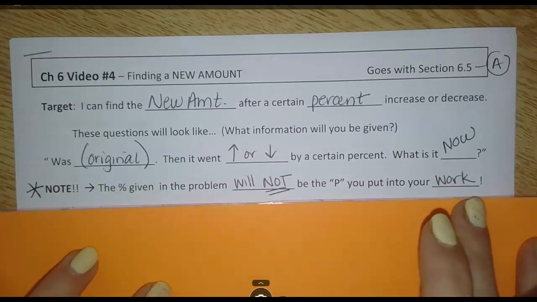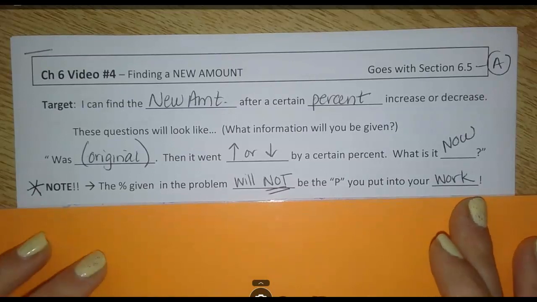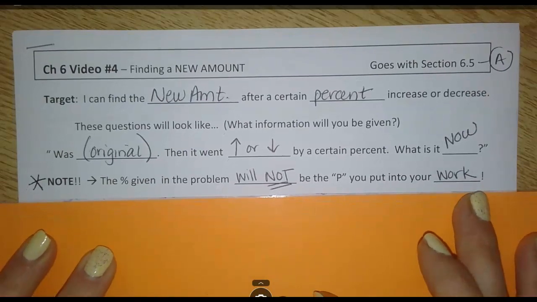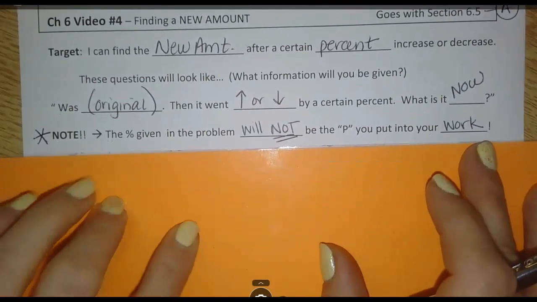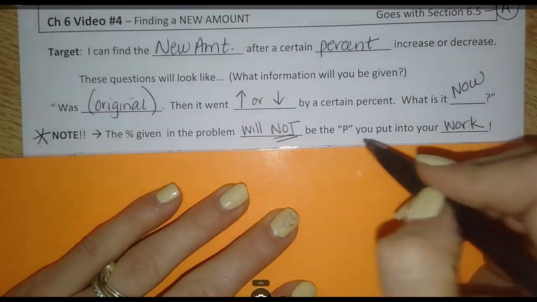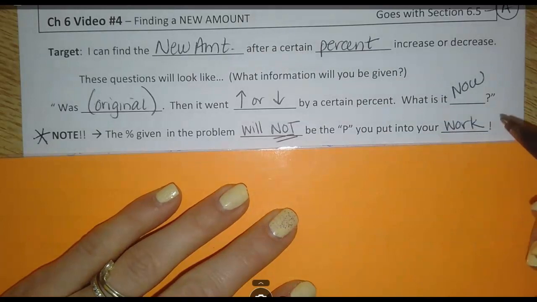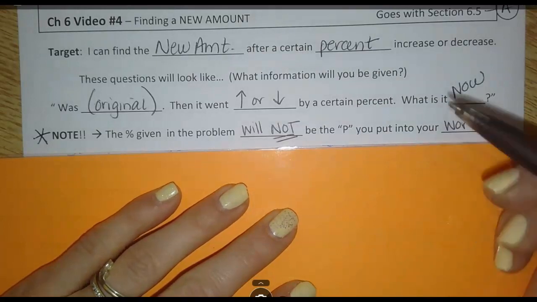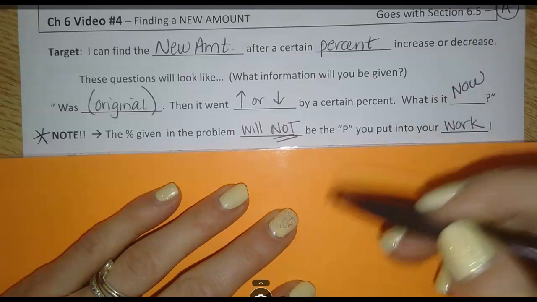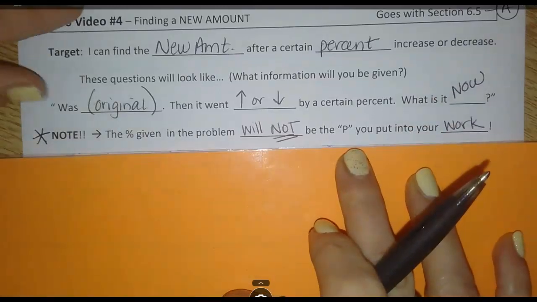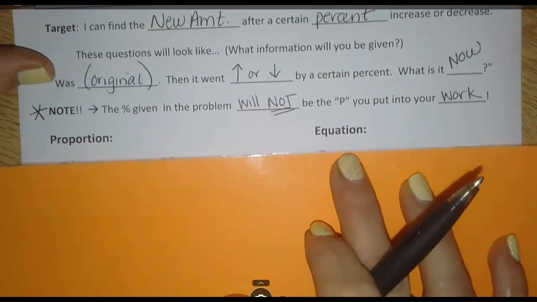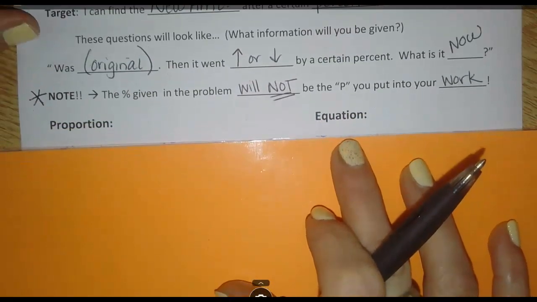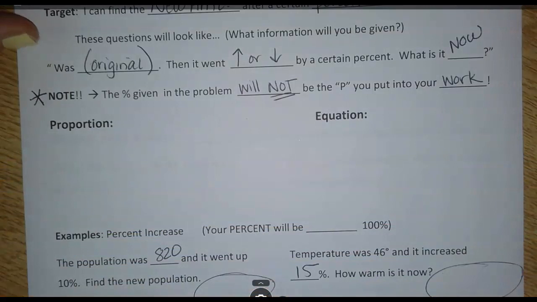Important here, before we talk about our formula, the percent that they give you in the problem will not be the P or the percent that you put into your work. You're going to have to do some work to figure out what your new P or new percentage is. We're going to be doing that in all of our examples, but just make a note of that. You're not directly putting the P from the problem into your work.